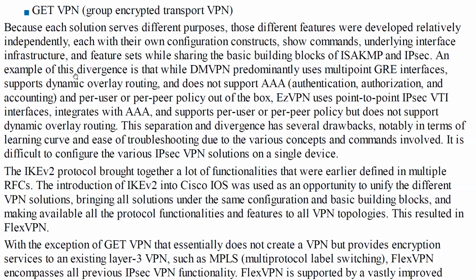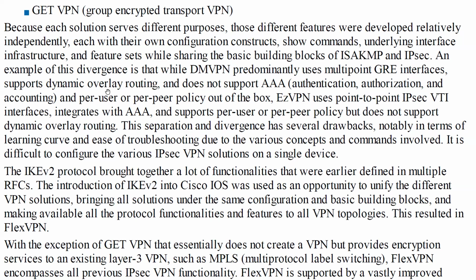An example of this divergence is that DMVPN predominantly uses multipoint GRE interfaces, and supports DVTI also, dynamic virtual tunnel interface. So it supports dynamic overlay routing. See, in DMVPN, we used EIGRP. In the mGRE, we had to manually give a static route, if you remember, correct? But DMVPN was supporting what? Dynamic routing. We use EIGRP.